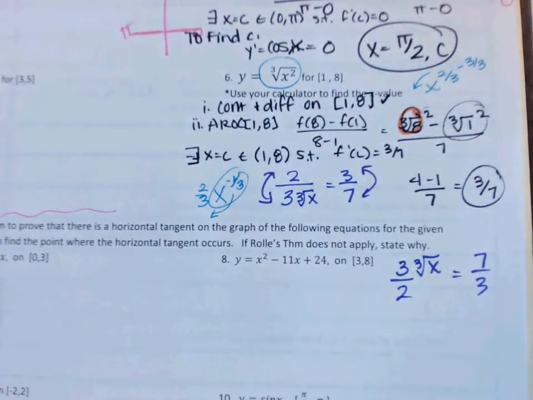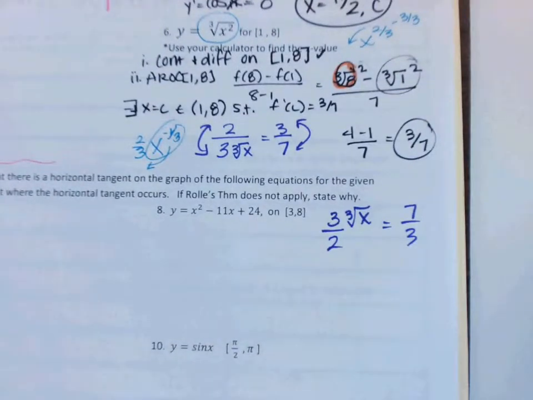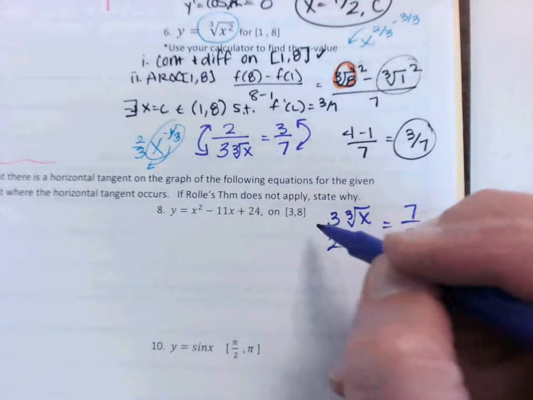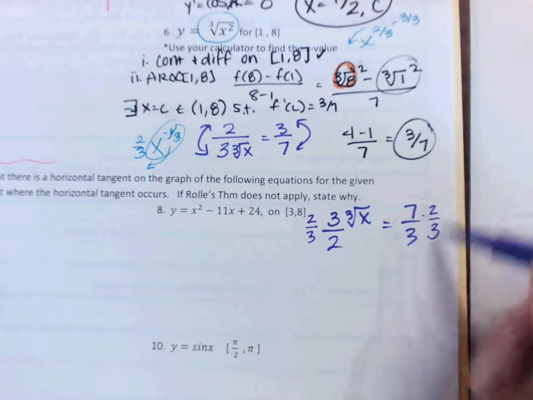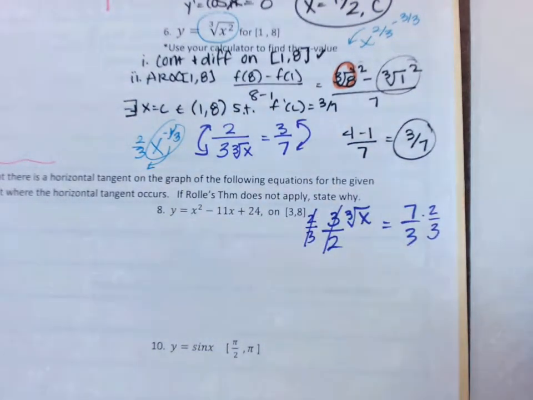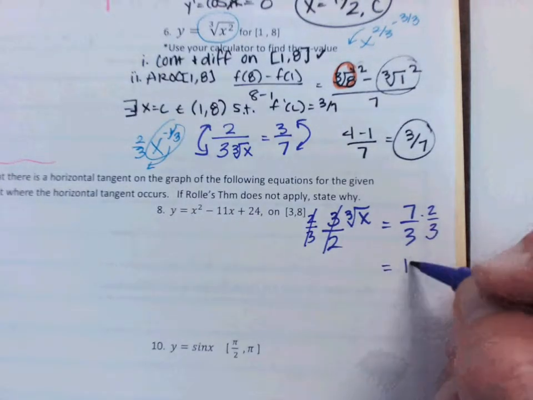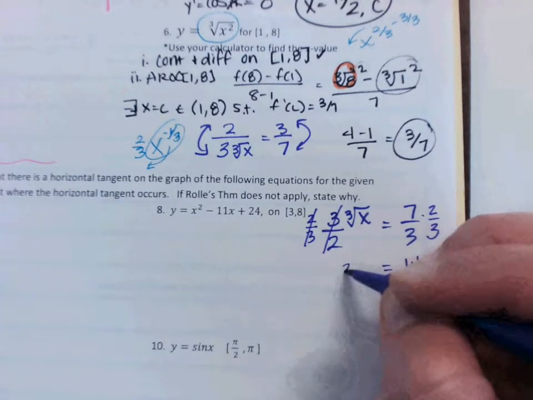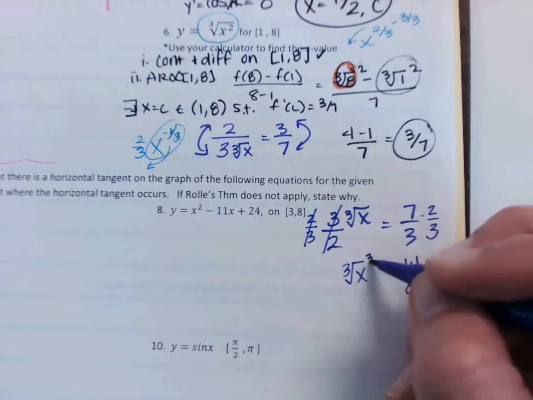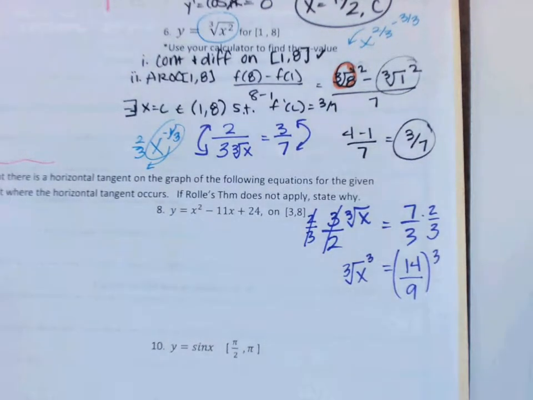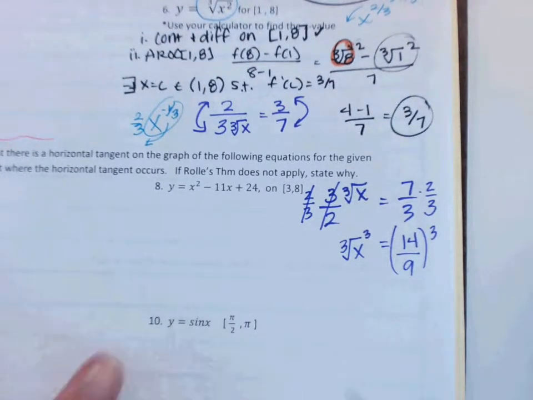Then from there, how do I get rid of a 3/2 in the front? Multiply by what? 2/3 and 2/3. What does this come out to be then? 14 over 9. And then how do you get rid of the cubic on the x? Cube, and cube. So your answer would be 14 over 9 cubed.